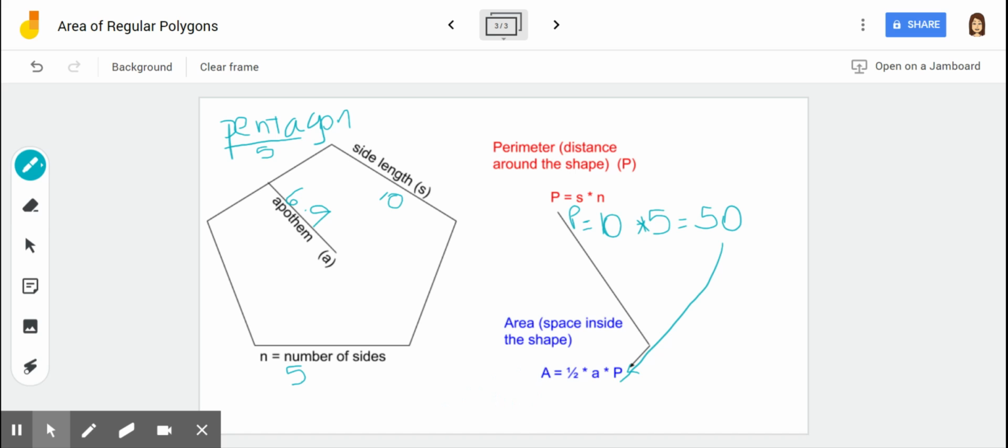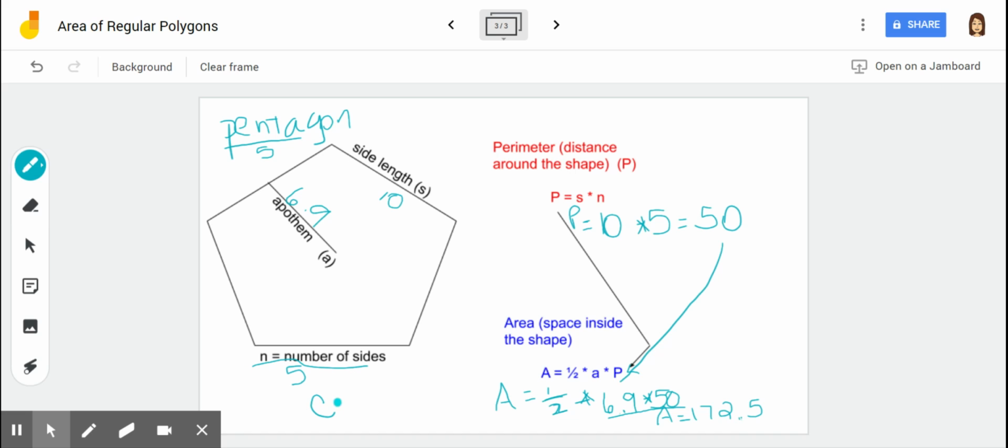So my area is equal to 1/2 times my A, which is 6.9, times my perimeter, which I just calculated, of 50. So 6.9 times 50 divided by 2 gives me an area of 172.5.